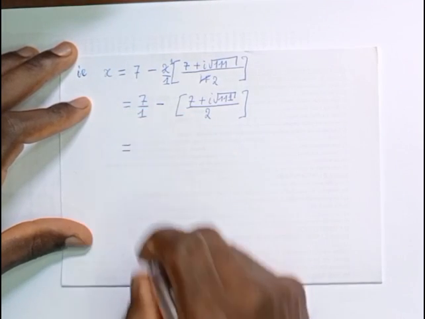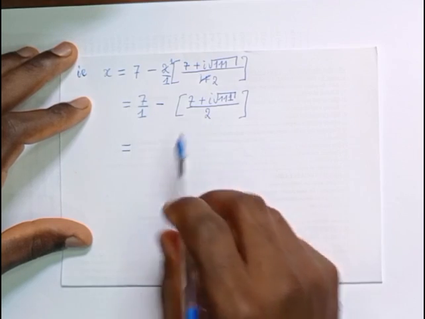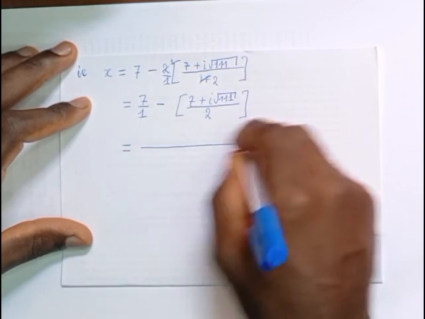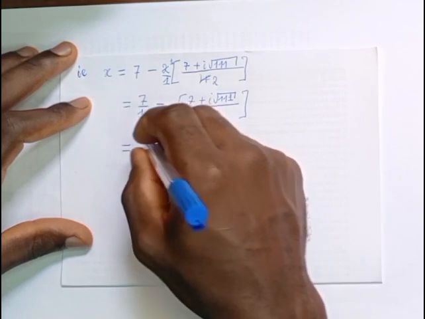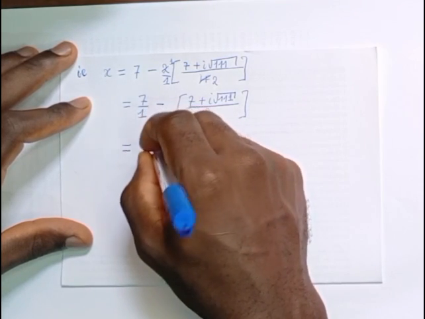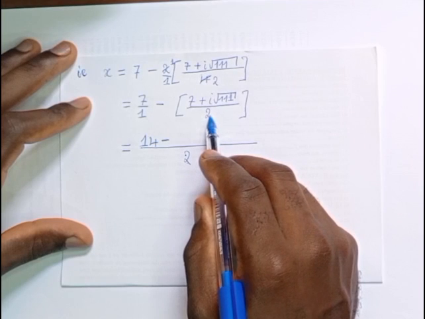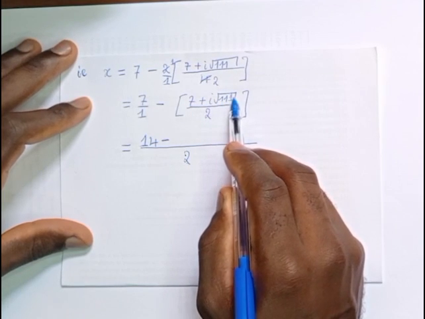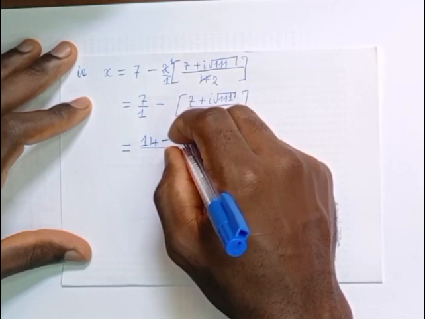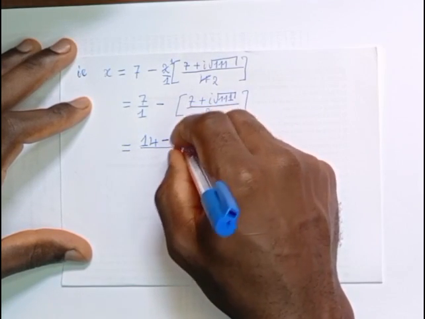This will simply be equal to, we are subtracting two fractions. The LCM of their denominators is simply 2. 2 divided by 1 gives us 2 times 7, gives us 14. Bring down this operation sign. 2 divided by 2 gives us 1. 1 times 7 plus i root 111 remains 7 plus i root 111, and we have to put this in brackets.